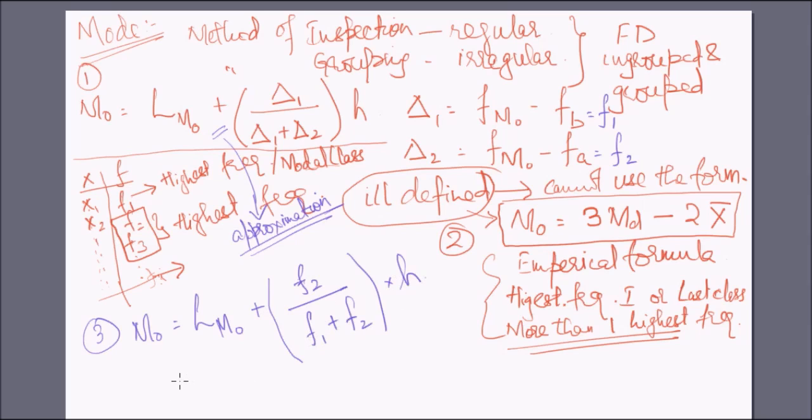And when do we use this formula? We use this formula when any of the delta values, say delta 1 or delta 2, is negative. So whenever the delta values are negative, the regular formula is not applicable. We use the approximation formula which is given by this. Let me just mark this formula.